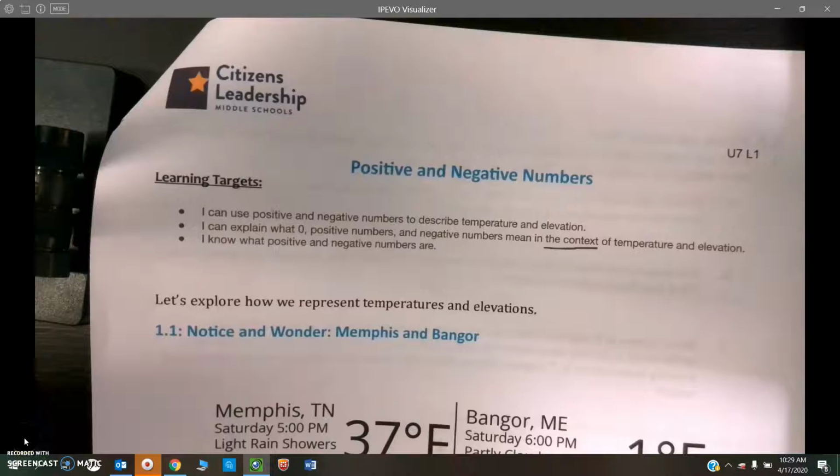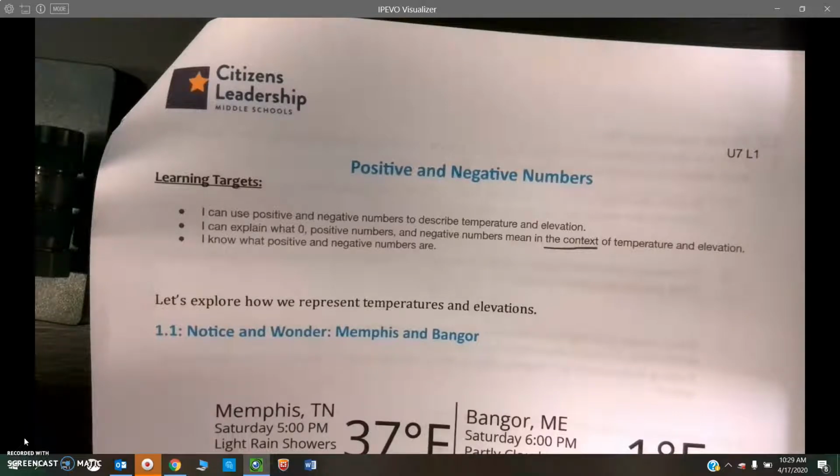All right, everyone. So today is the start of Unit 7 over rational numbers. So I'm really excited about this unit. Once again, this is some really awesome real-world math that's really going to take the different things that we do, the different calculations we do to the next level. The title of this lesson is Positive and Negative Numbers.